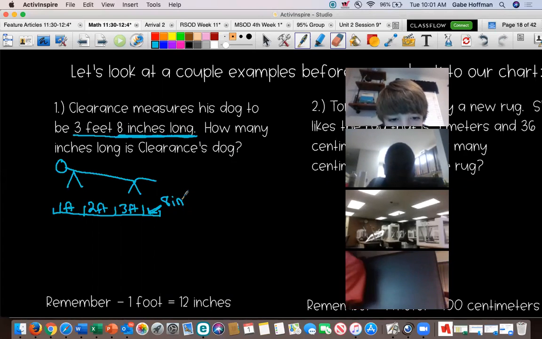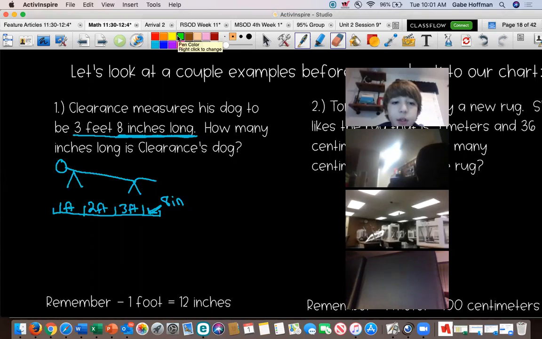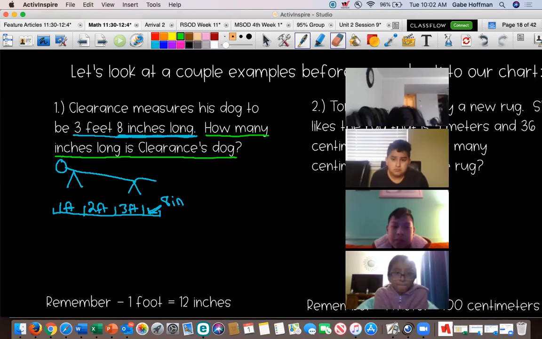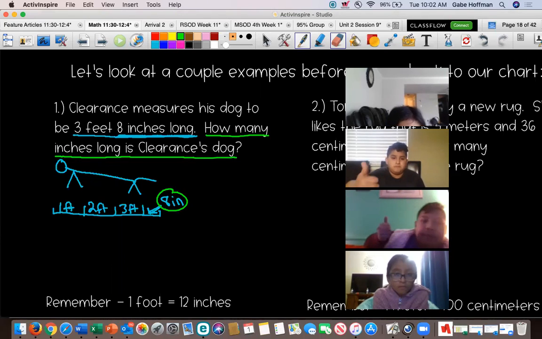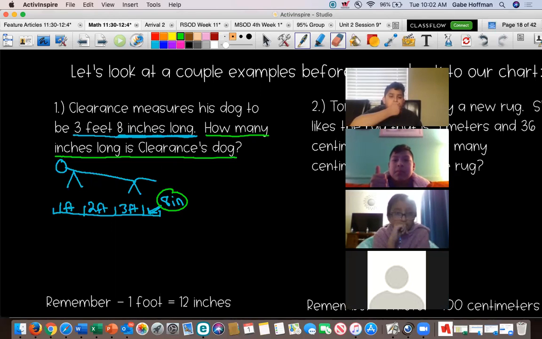So CJ, what is the problem asking us to figure out? How many inches is Clarence's dog? Yeah, it's asking us how many inches long it is, right? So if I'm looking at that drawing, I only have one thing labeled inches. It's 8. Would the correct answer to this problem be that Clarence's dog is 8 inches long? Give me a thumbs up if you think that's correct. Everybody right now, I'm going to count to 3. If you think the answer is that Clarence's dog is 8 inches long, give me a thumbs up. On the count of 3, if you think that's not the correct answer, give me a thumbs down. Ready? 1, 2, 3, go.